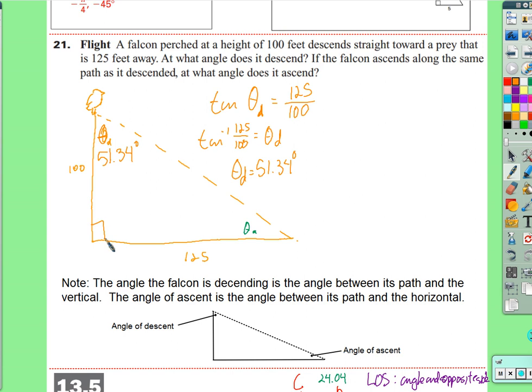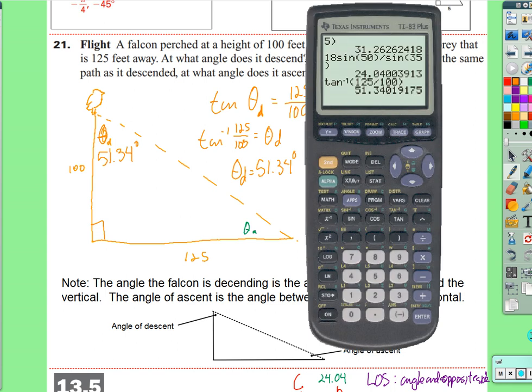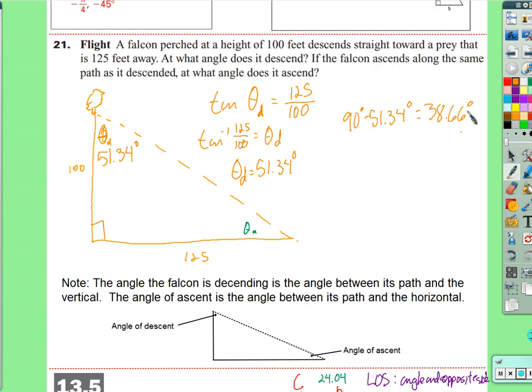And all the angles should add to 180, so this angle of ascent as it comes back should just be the angle that would make everything add up to 180. So we'll just take 90 minus 51.34, and this is already 90, so these have to add to 90. Here, we'll just subtract 90 from this, it'll give us a negative, but I would take a positive 38.66. So if there's a couple of problems, you've got to draw that picture.